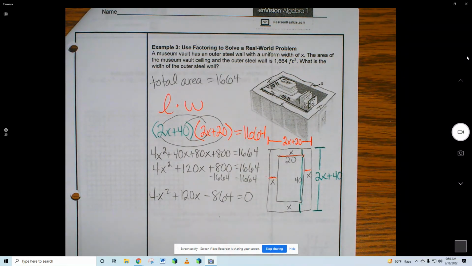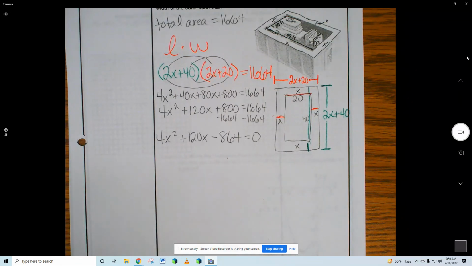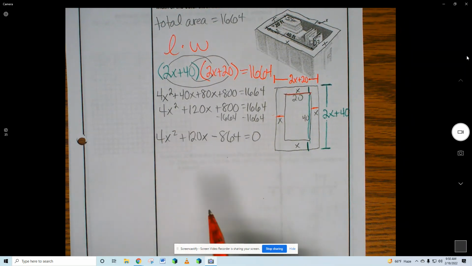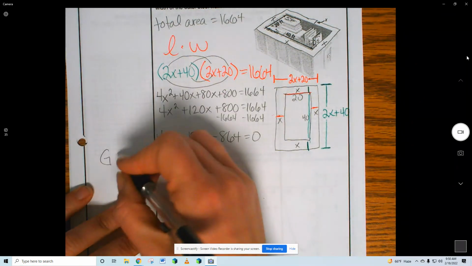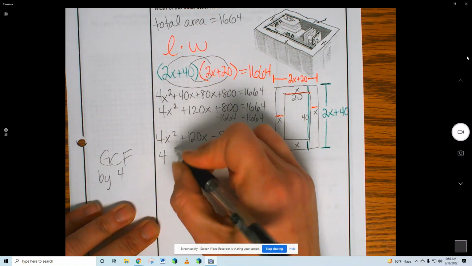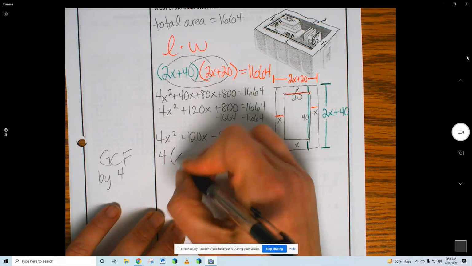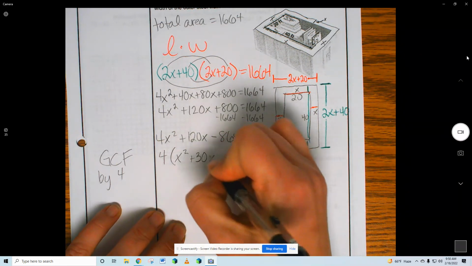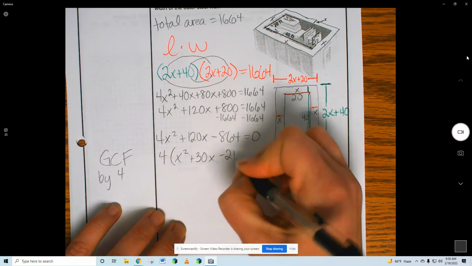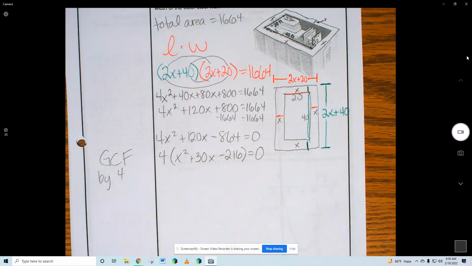Okay. I'm still trying to solve for x. Now here in your brain, you're like, oh, I got to figure out how to factor this. Well, first, let's make it easy. Are there any GCFs? Do all of these numbers have a number in common? 4. They do have 4. So I'm going to GCF by 4. And I'm going to get x squared plus 30x minus 216. And I just divided it out for you.